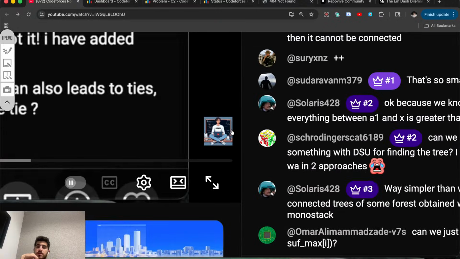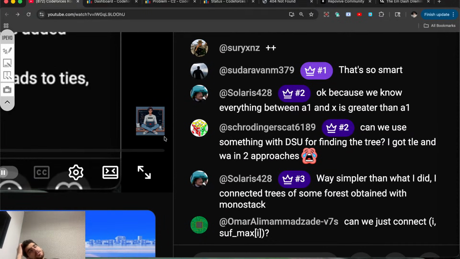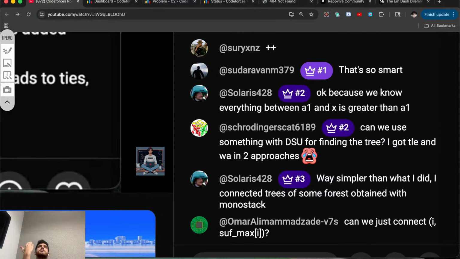Can we do something with DSU for 5 minutes? I got to it, and DSU is not needed. I mean, what I'm saying could be said with DSU as well, but it's not needed because we just can add the edges offline. DSU adds the edges online, but we don't need it because we're not solving anything online. We can just add the edges at the end. All DSU does is add the edges online.